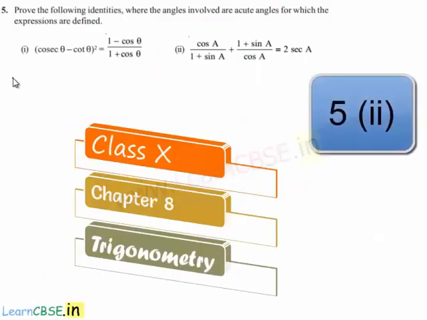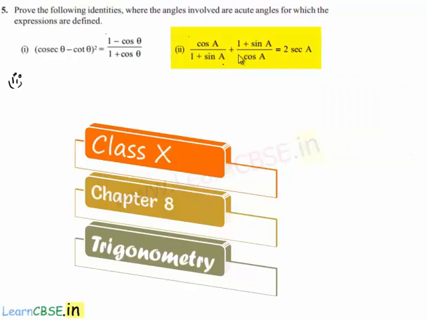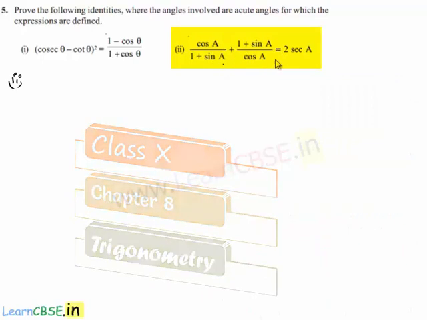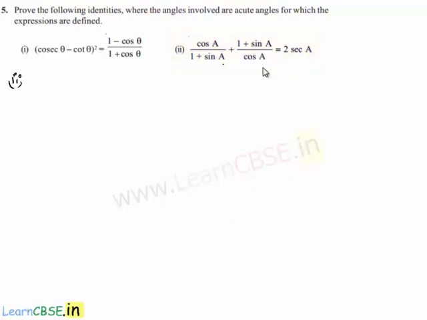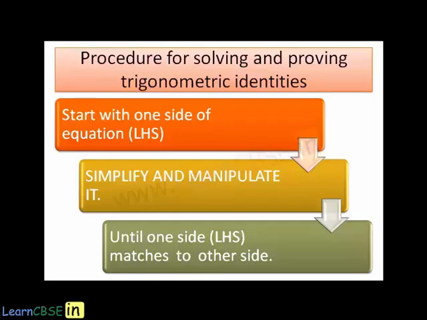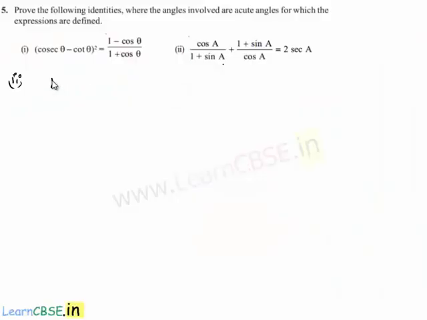Now moving on to the second bit of 5th problem. He has asked us to prove that cos A by (1 + sin A) plus (1 + sin A) by cos A is equal to 2 times sec A. So let us consider the left hand side of the given equation, that will be cos A by (1 + sin A) plus (1 + sin A) by cos A.